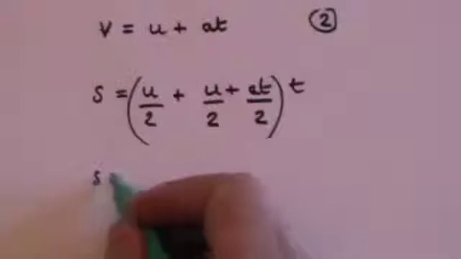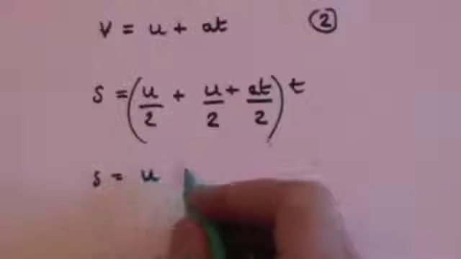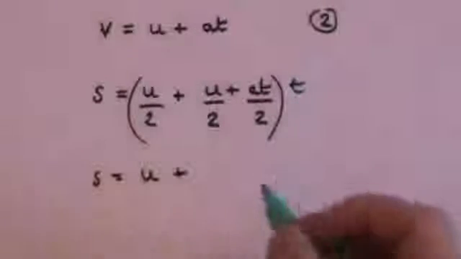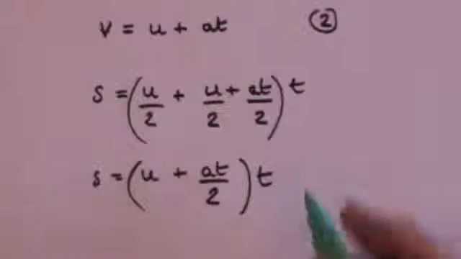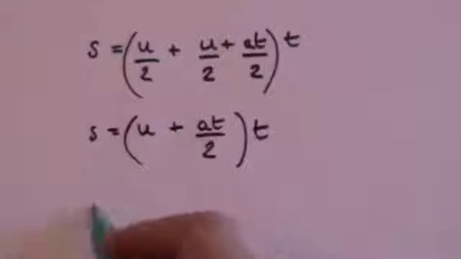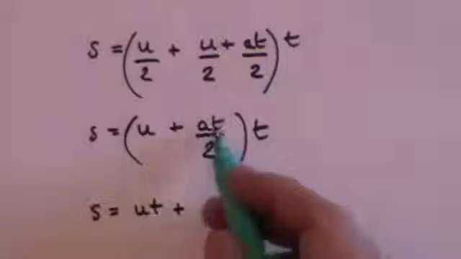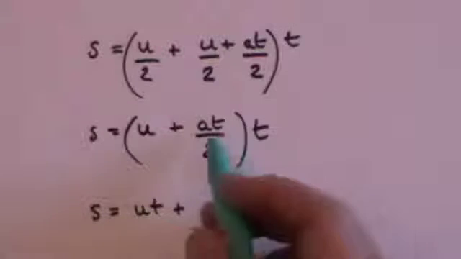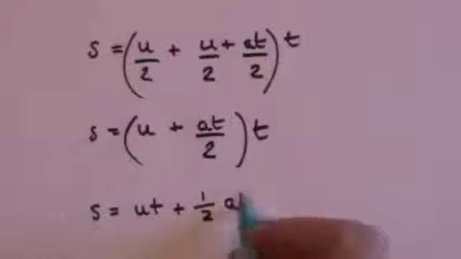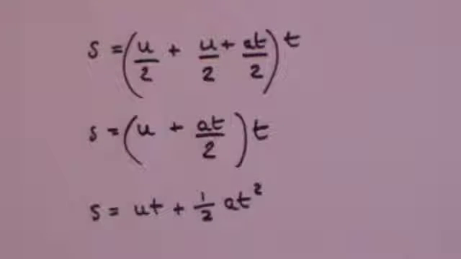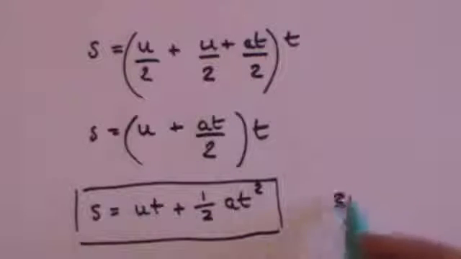Well, what does that work out to? u over 2 plus u over 2 is simply u, plus at over 2, all times t. And that is u times t plus at times t, which is at squared over 2, so plus a half at squared. And that is the third suvat equation.